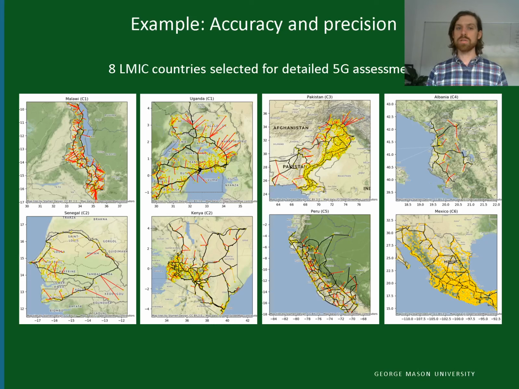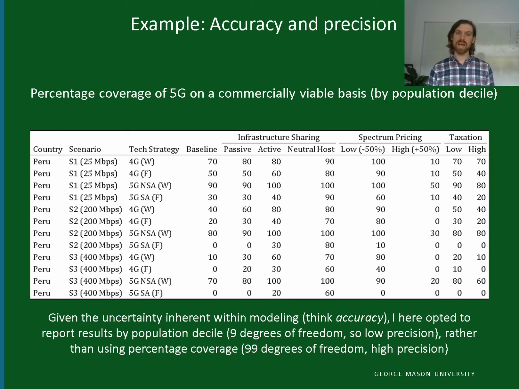So I've been working on 5G assessments for the World Bank, and I assessed 8 low and middle income countries which were selected for 5G assessment. They included Malawi, Uganda, Senegal, Kenya, all on the African continent, Pakistan, Albania in the Western Mediterranean, Peru in Latin America, on the western side of South America, and Mexico. And I had to make a decision, therefore, about how I presented the results.